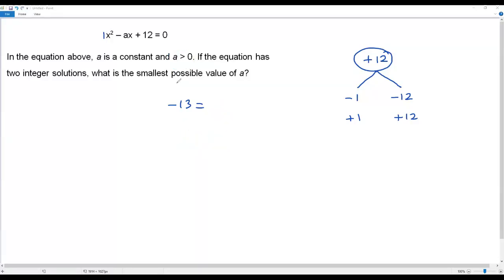What if I consider a pair of factors where both the factors are positive? Let me see. When we multiply positive 1 and positive 12, I'm getting positive 12. When I add them, positive 1 and positive 12, I'm getting positive 13.